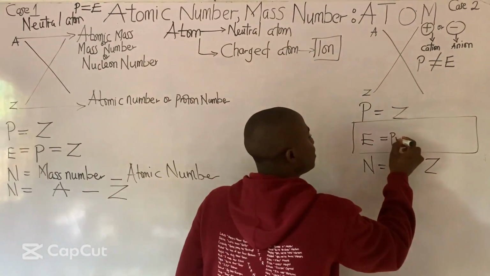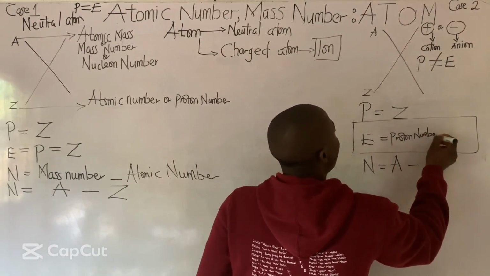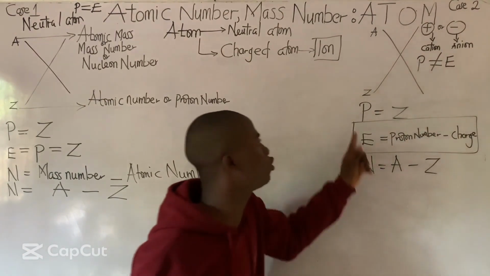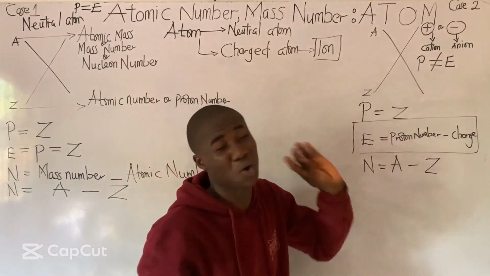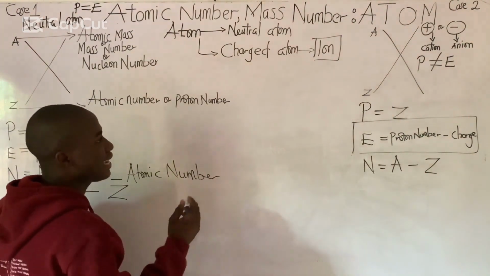It is gotten by using this formula, which is proton number minus charge. Proton number, which we already know to be Z, whatever value is here, minus the charge of the atom. That's how we get our electron number. So with all this said, let's take examples.